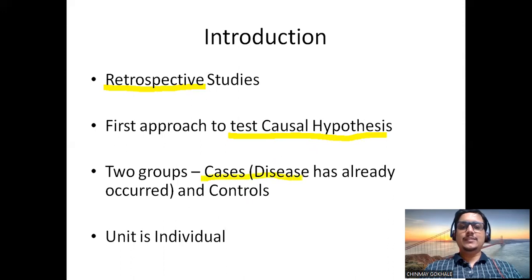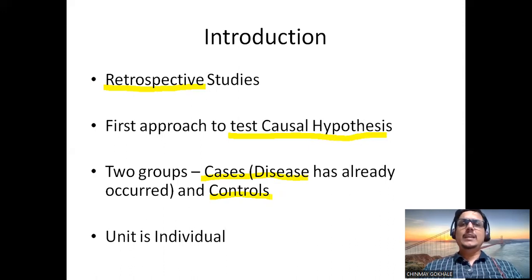One is cases, and by cases we mean those participants who have the disease. Which disease? The disease we are looking for, the disease which is in consideration in that particular study. And the other group would be controls. Controls, in the general sense, may mean to stop, but in the epidemiological sense, control basically means a comparison group.